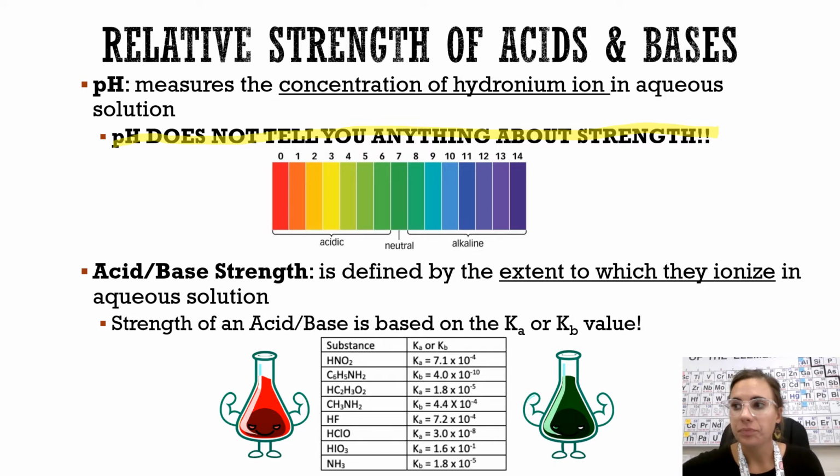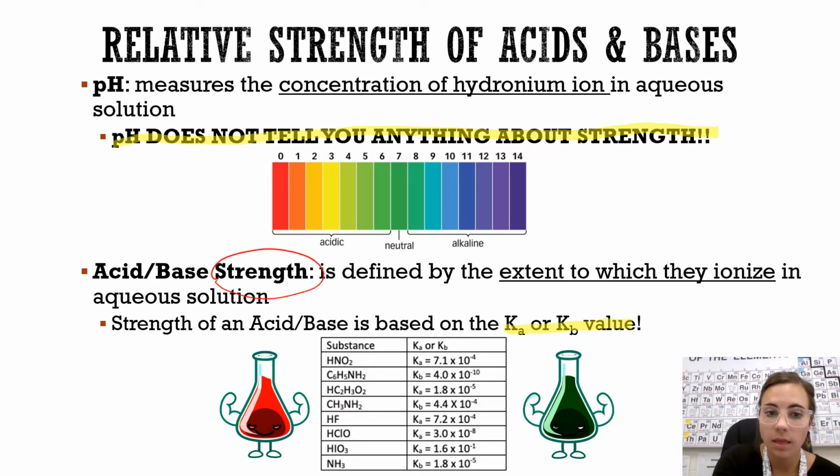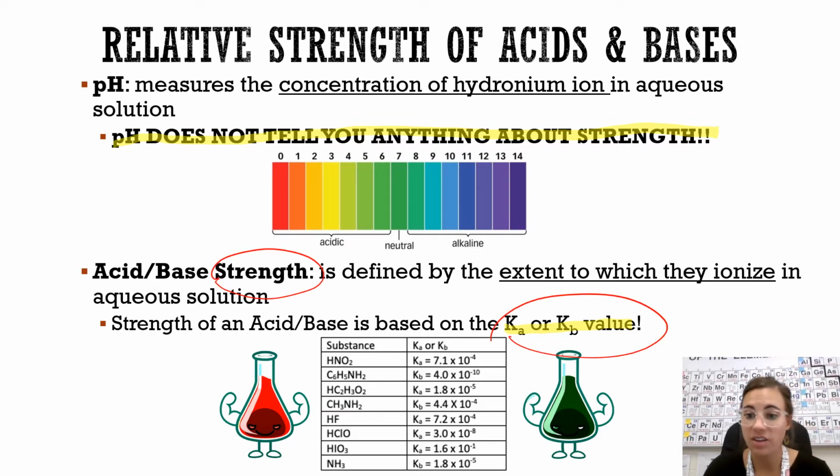So what does tell us if something is a weak or strong acid is the extent to which it ionizes. How product favored is it? How many of the molecules ionize? And we see this based on the Ka or the Kb value, the equilibrium constant. Okay? So it is extremely important that you understand that strength is based on the equilibrium constant.